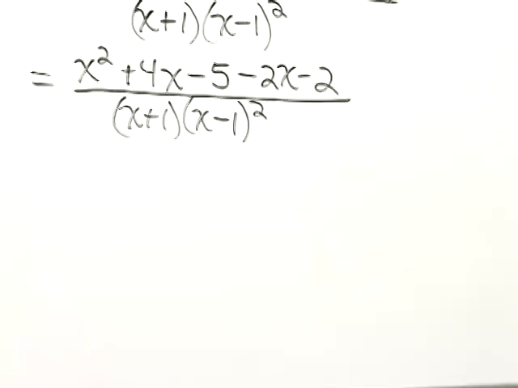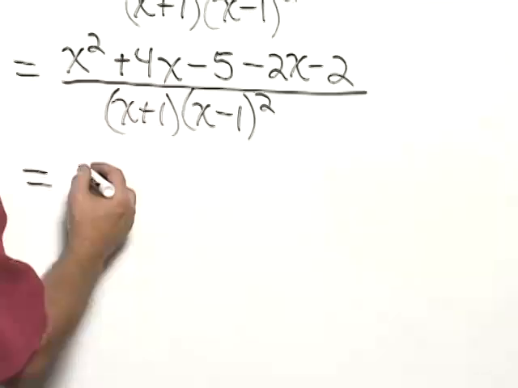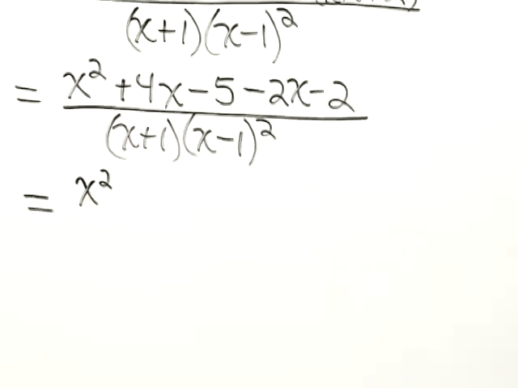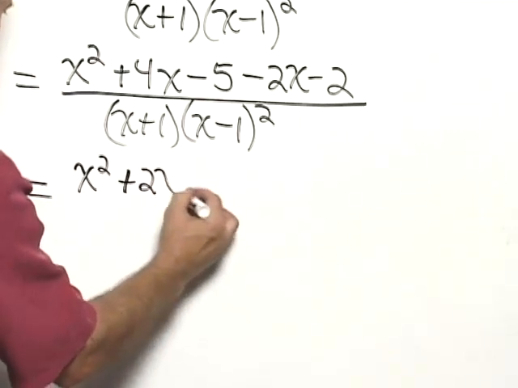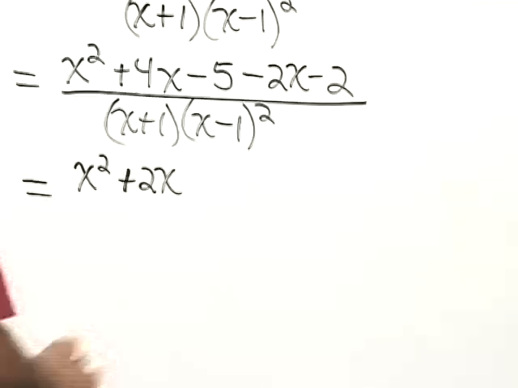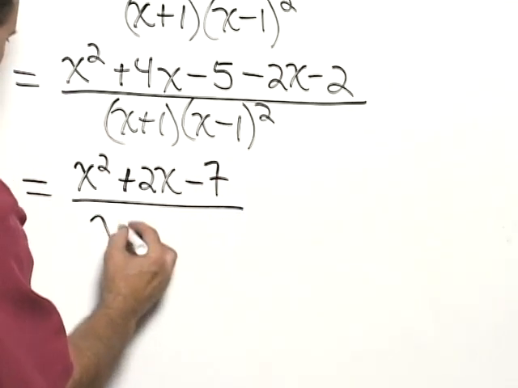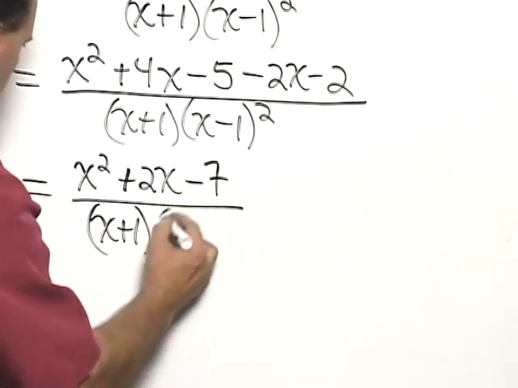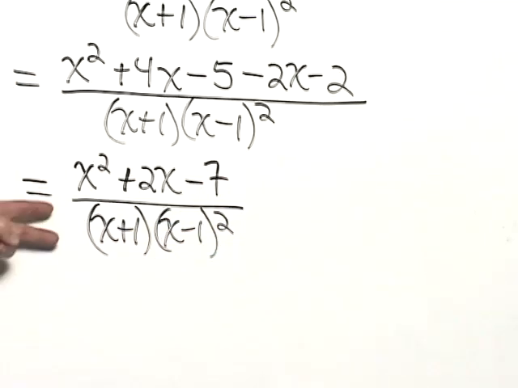One more step. Simplifying the numerator further. x squared is still the only x squared term. We have 4x minus 2x, which is plus 2x. Negative 5 minus 2 is minus 7, all over x plus 1 times the quantity x minus 1 squared. Once again, this is as simplified as it can be, so that is the final answer.